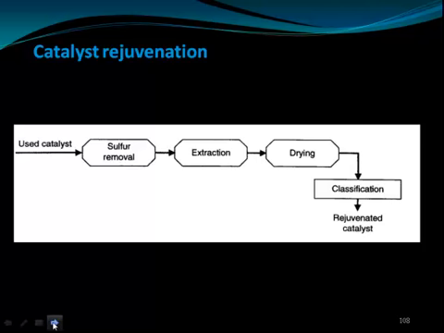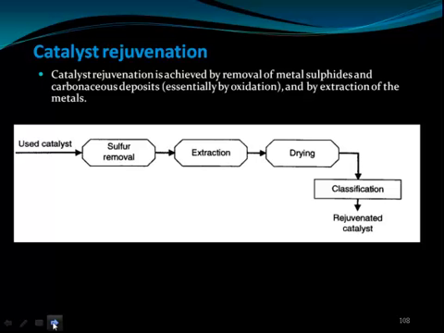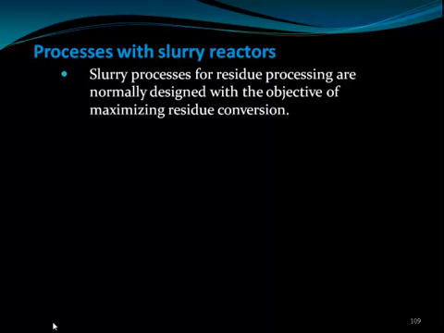Catalyst regeneration occurs like this: used catalyst, then sulfur removal, then extraction, then drying, and then classification. Then we have the regenerated catalyst. So catalyst regeneration is achieved by removal of metal sulfides and carbonaceous deposits, essentially by oxidation and by extraction of the metals. So, processes with slurry reactors.